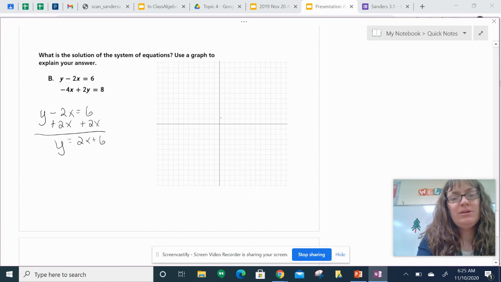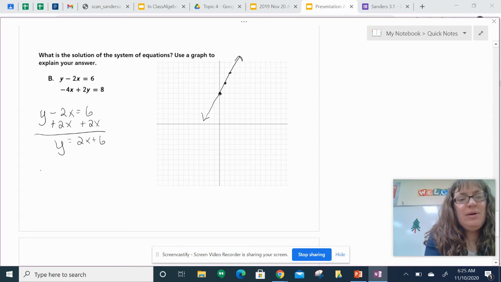So I'm going to come up here to the 6, 1, 2, 3, 4, 5, 6. And then I'm going to plot my slope, which says rise 2, run 1, up 2 over 1. And I've got my line drawn right there.